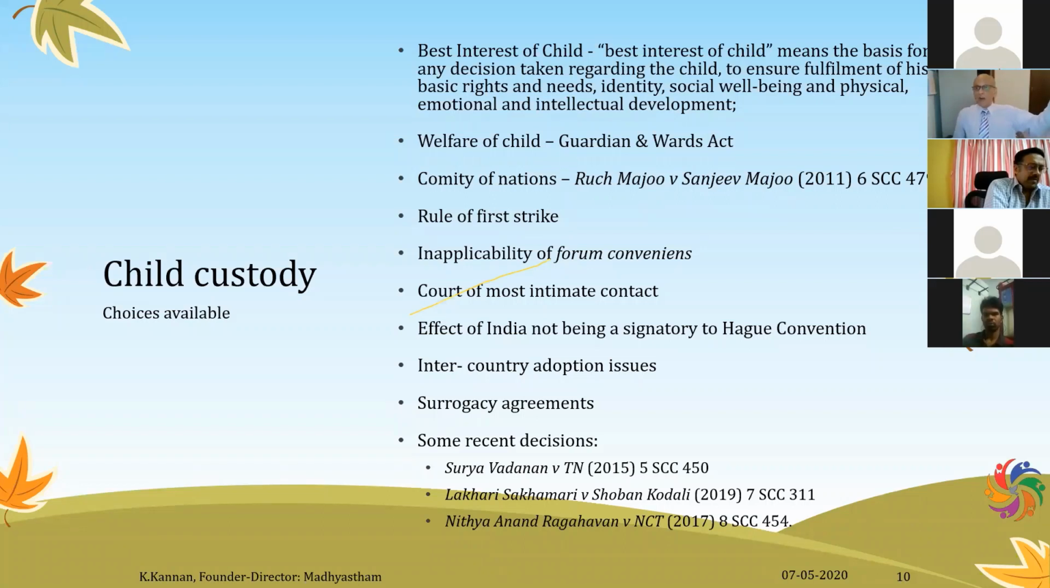You don't have it under the Guardians and Wards Act. You don't have it under the Adoption and Maintenance Act. You don't have it under any other provision where a child's interest could be there. It is available only in the Juvenile Justice Act. Section 2, clause 9 defines the best interest of a child as the basis for any decision regarding the child to ensure fulfillment of the child's basic rights and needs, identity, social well-being, and physical, emotional, intellectual development. Look at the comprehensive definition, which comes through international conventions.